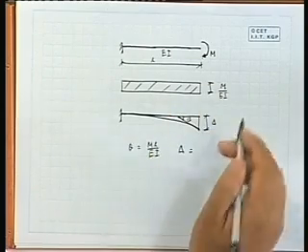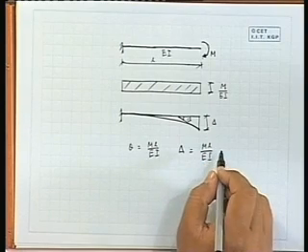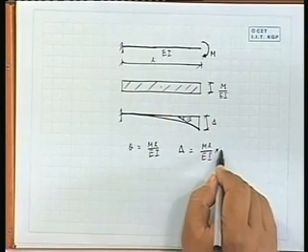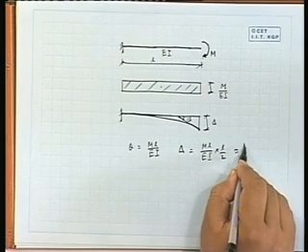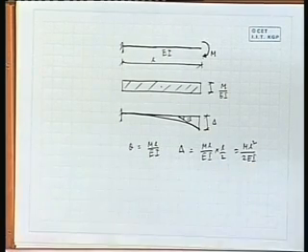So, the area we have already written, M L by E I, and its centroid will be at the midpoint. So, that will be L by 2. So, it will be M L square by 2 E I. Right.